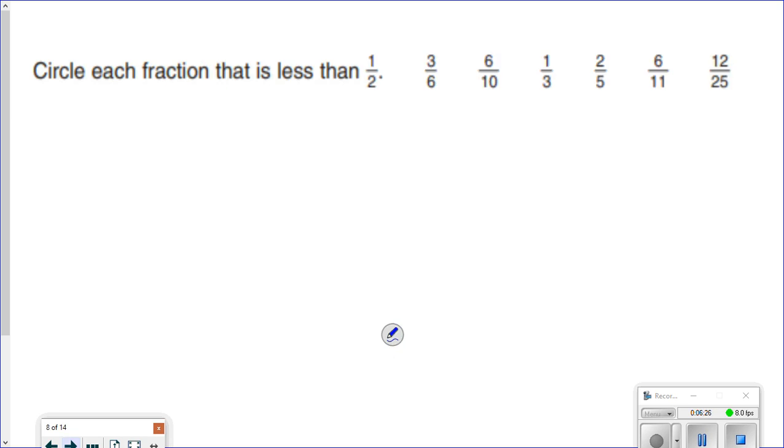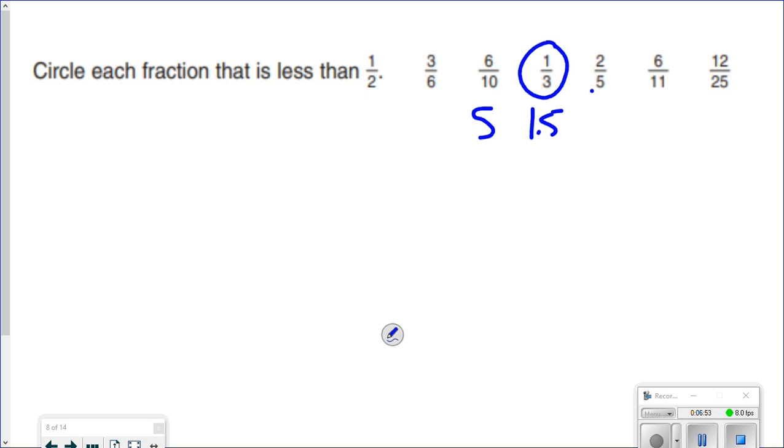Next one, circle each fraction that is less than half. Okay, 3/6, is that less than half? That equals half, right? So we're not going to circle that. 6/10, is that less than half? Well, what's half of 10? 5 is, so that's more. 1/3, what's half of 3? It's 1.5. So 1/3 is actually less than half.